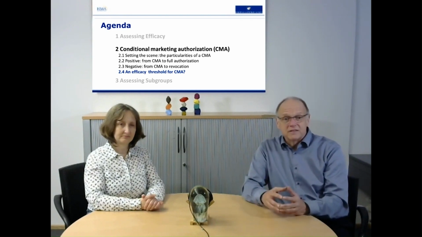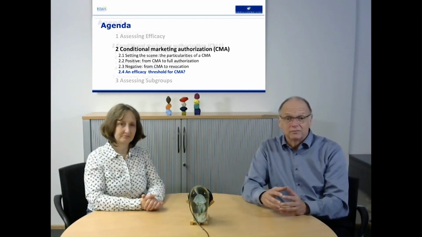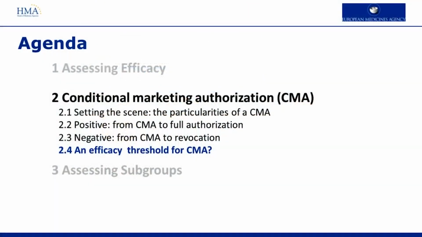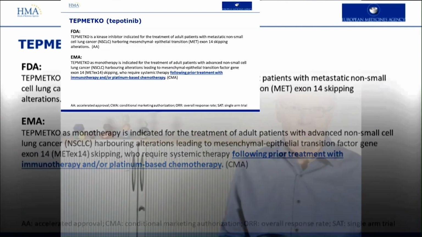For regulatory decisions, consistency is very important. Therefore, previous decisions usually provide some orientation. Tepotinib, Tepmetko, may be a good example to show where, why, and how we set a limit. Apparently, both a first-line and a second-line indication were considered based on response rate data in non-small cell lung cancer, with FDA going for the first line in the United States and EMA for Europe granting only a second-line indication.